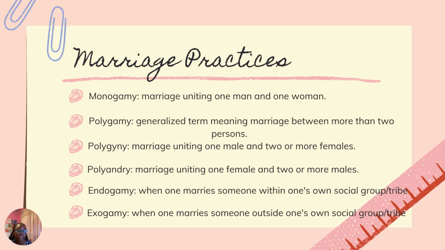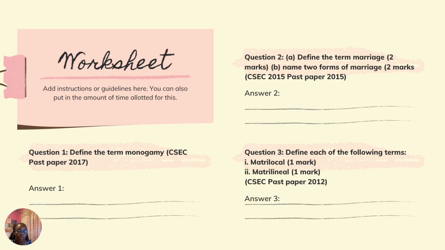And you can just jot down beside your answer what these terms mean if you want to be sure. But it's worth 2 marks and it says name two forms of marriage. So you would write: two forms of marriage are monogamy and polygamy. Monogamy means marriage uniting one man to one woman, and polygamy is having 2 or more spouses.